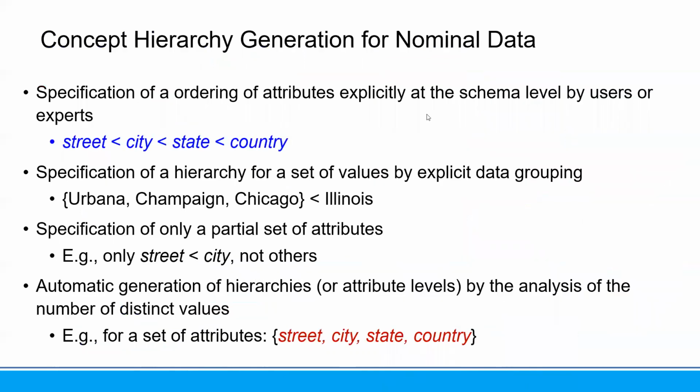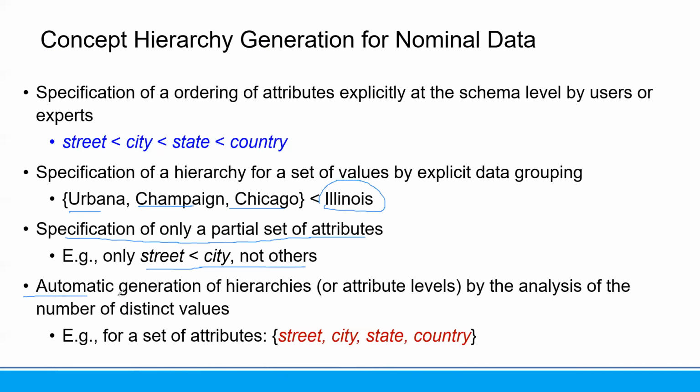So the concept hierarchy generation with nominal data, if you have street, city, state, country, this is the sequence. And if you are using the specification of hierarchy of a set of values, we can use, for example, Urbana, Champaign, Chicago. So they are in the Illinois state, which is the higher value. Specification can also be of a partial set of attributes, only street and city, not others. You can use this one also for the concept hierarchy.